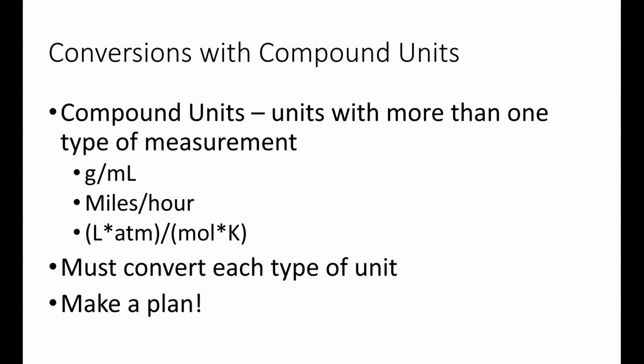Conversions with compound units are very similar to other types of conversions. First, it's important to be able to distinguish if something is a compound unit. A compound unit has more than one type of measurement. So some examples are grams per milliliter, miles per hour, kilograms per second.